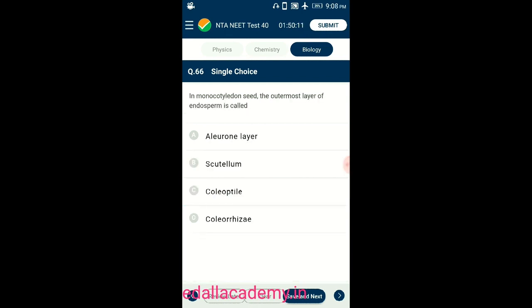Question number 66. In monocotyledon seed, the outermost layer of endosperm is called. The outermost layer of endosperm of monocot seed is called the aleurone layer. It consists of enzymatic proteins which help in breakdown of stored food and supply it to the embryo during germination of seed. Ploidy of cells of the aleurone layer is triploid. So the answer for this question is option A, aleurone layer.